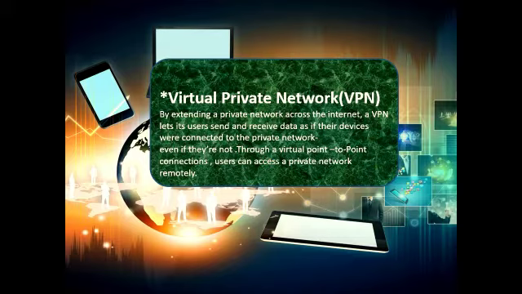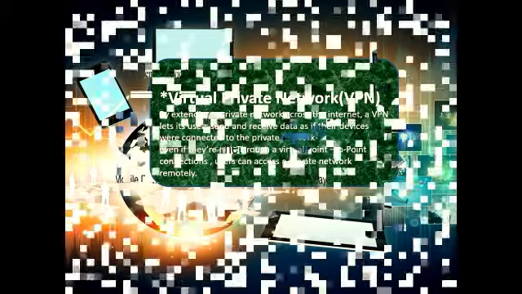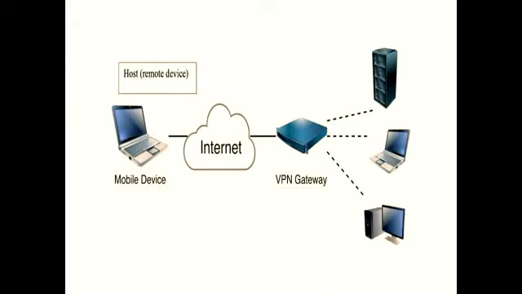Fourth one is virtual private network or VPN. By extending a private network across the internet, a VPN lets its users send and receive data as if their devices were connected to the private network, even if they are not. Through a virtual point-to-point connection, users can access a private network remotely. Here is the picture of VPN.